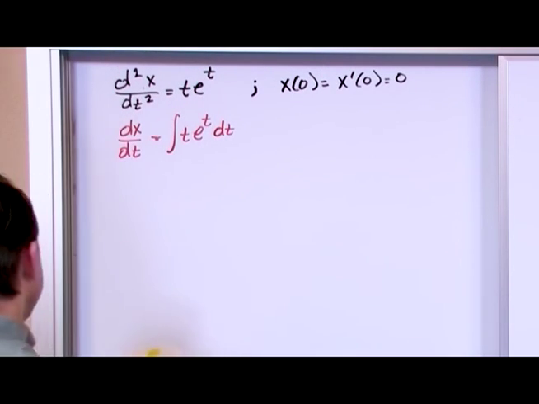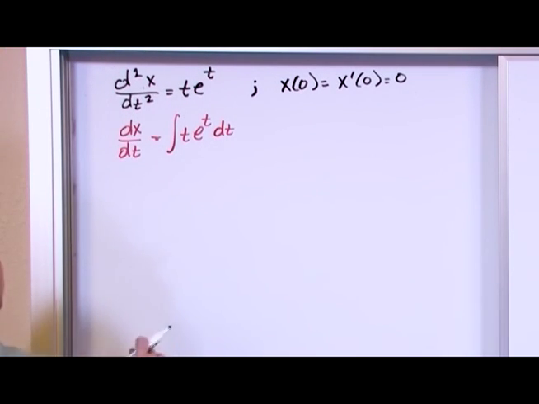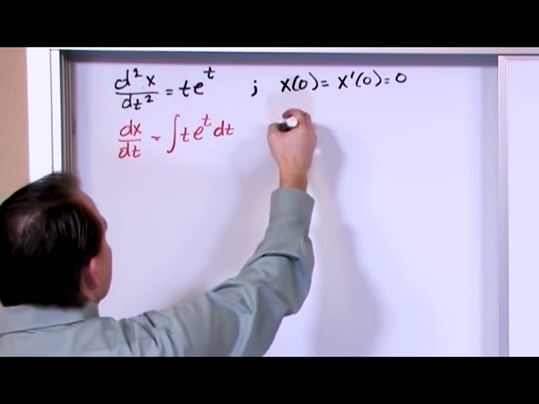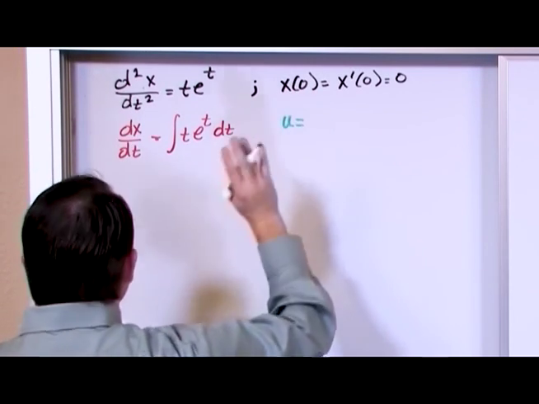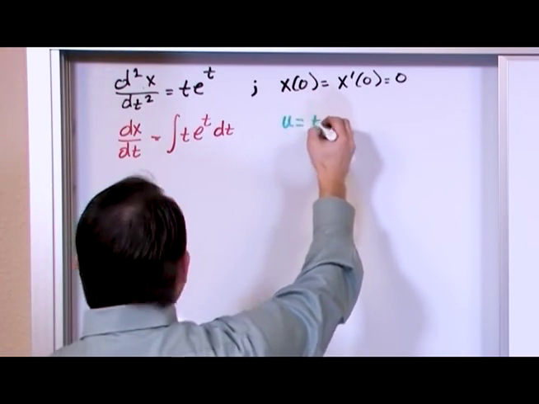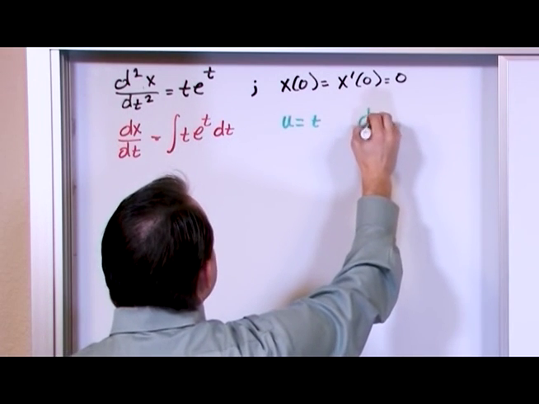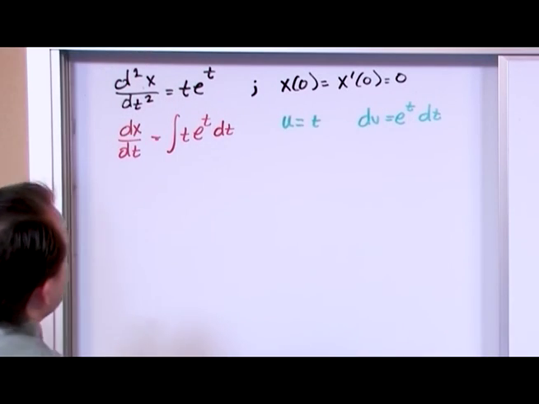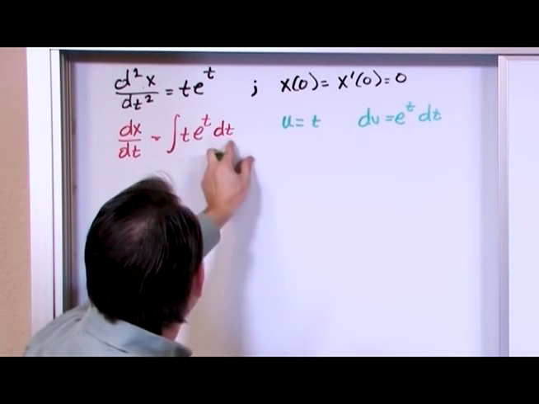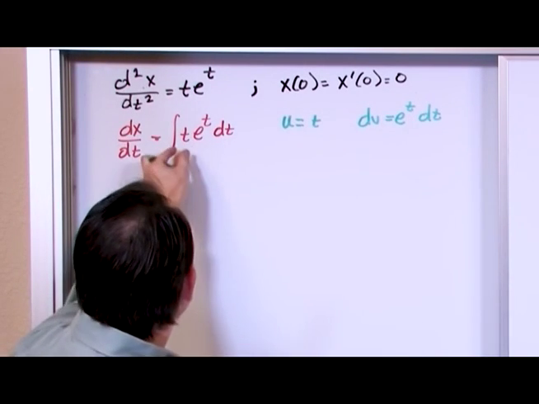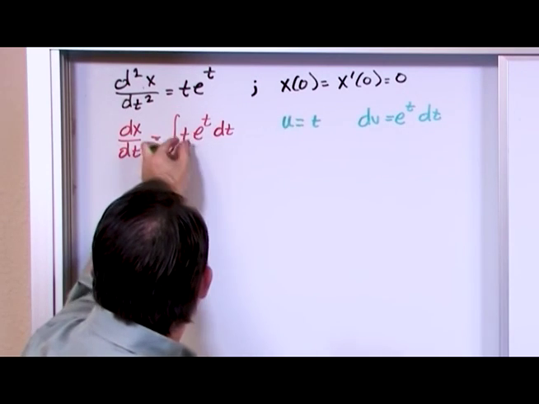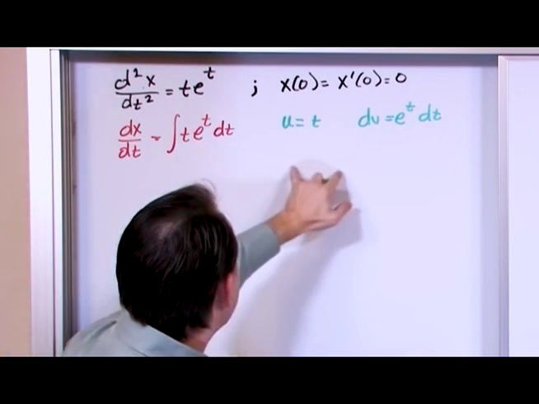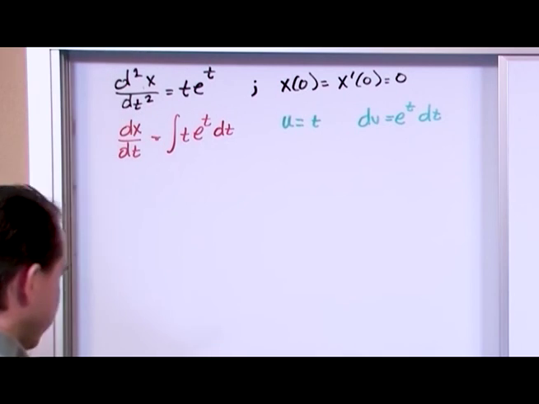And so we're going to start labeling these things. We're going to say u, in terms of integration by parts, is equal to t. And we're going to say dv is equal to e to the t dt. Because basically what you need to do is rewrite this integral in terms of u and dv. So this is equal to u, then dv has to be equal to everything else left over. That's just how integration by parts works.